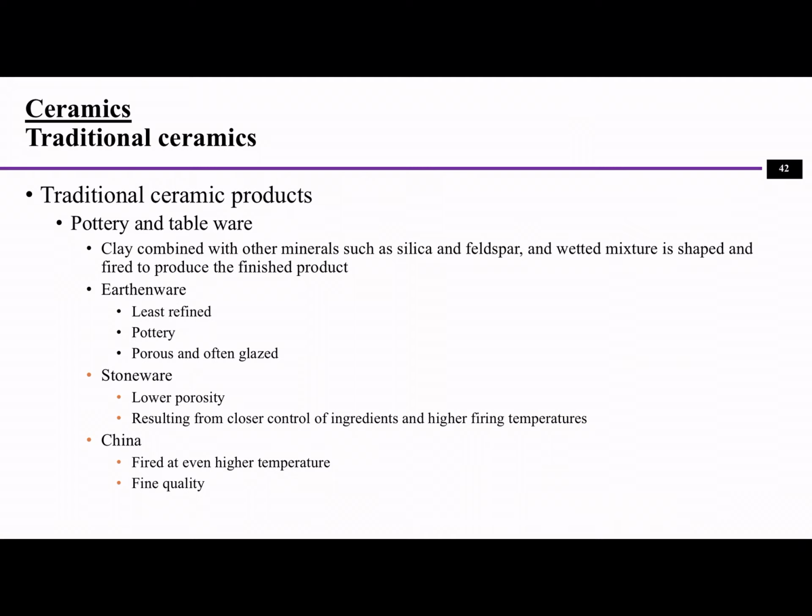Let's look at some traditional ones. Traditional ceramics, for example, are potteries and tableware. Usually it's clay, right? The clay is combined with other minerals, and then you fire them, and after cooling down for a period of time you get finished products. Then you can make nice potteries and tableware, for example china, stoneware, and earthenware.